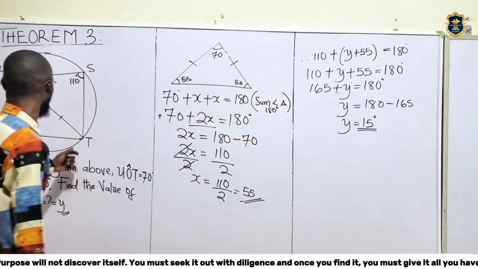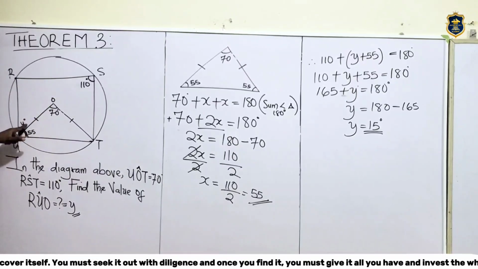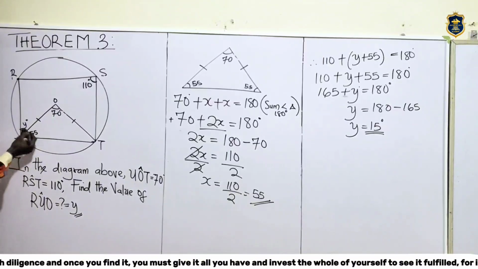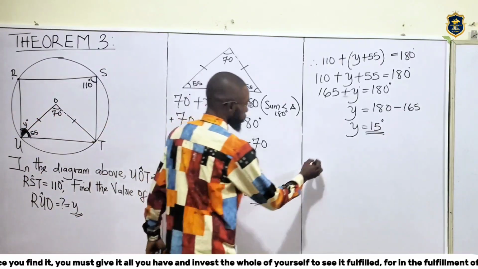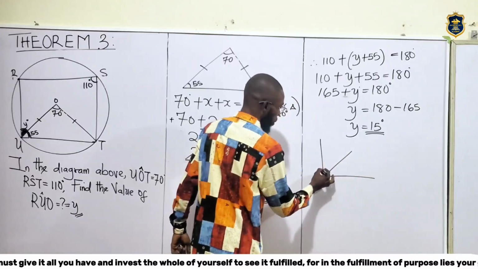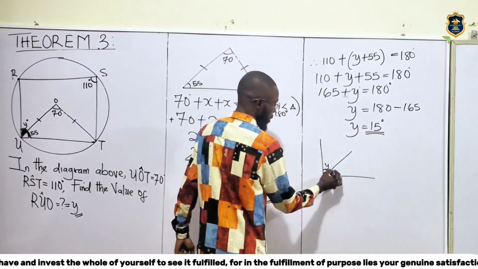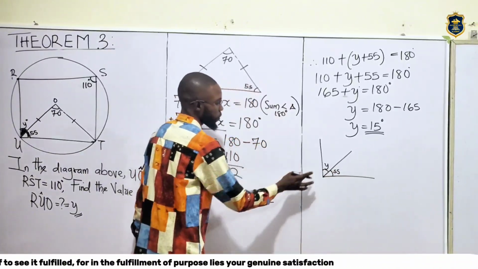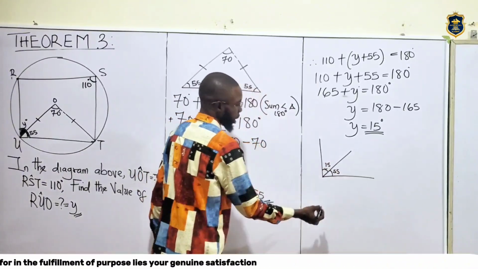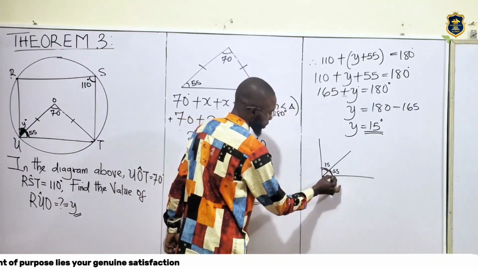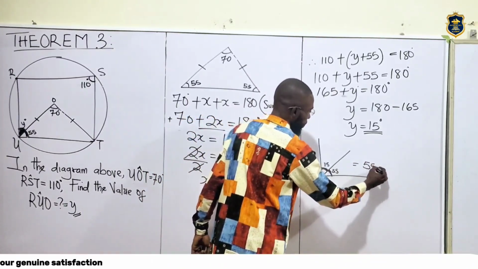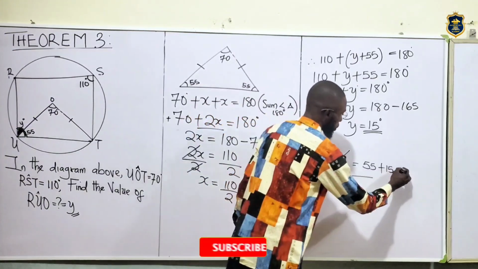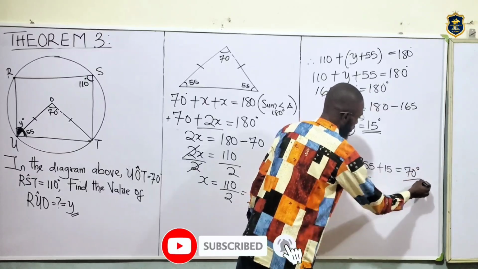So the question says to find angle RUO, and angle RUO is the angle value Y there, right? So we can still find the whole of this angle. We've gotten our Y as 15, and we got here from the isosceles triangle as 55, right? So if we know that here is 15, we can simply say the whole of this angle will become 55 plus 15. That's to get the whole of the angle there. And that will give us 70 degrees.